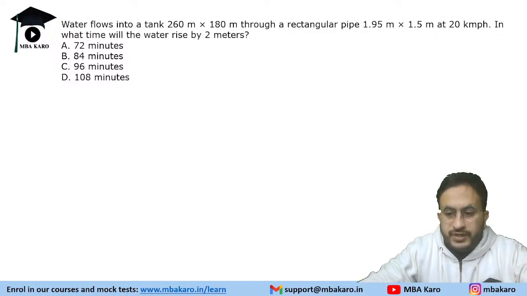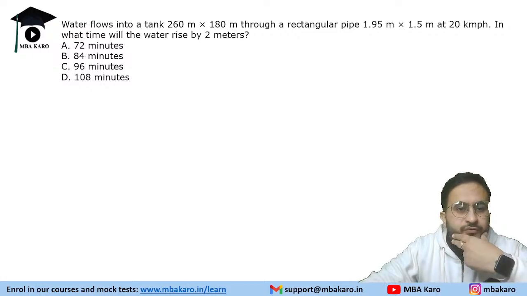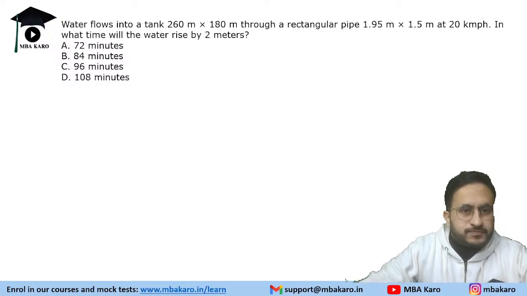So here's the next one. Water flows into a tank 260 meter by 180 meter through a rectangular pipe at 20 km per hour. In what time will the water rise by 2 meters?